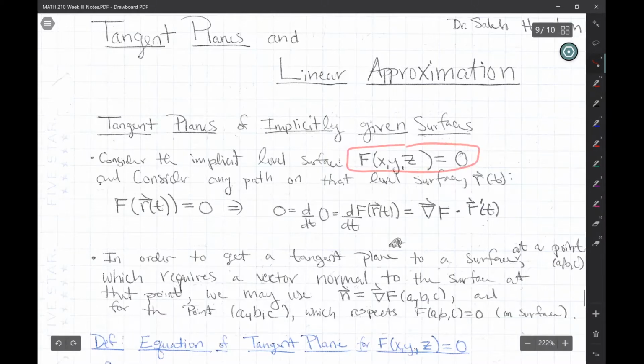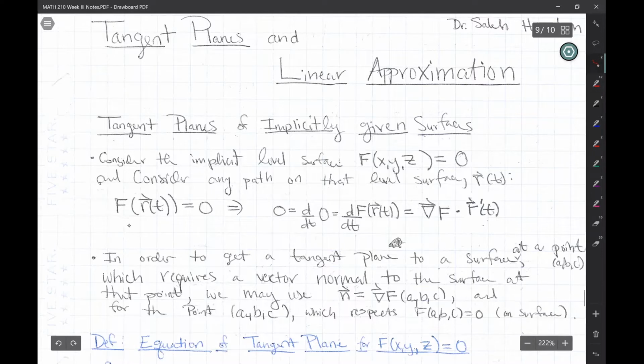But here we'll just stick to 0, and of course you could always redefine a function in order to give any constant, any level surface, as a surface given by some function of three variables equal to 0. So that part's not so crucial. So let's just choose 0. And so this here gives you a surface, and now you want to find a tangent plane at a particular point on that surface. Okay?